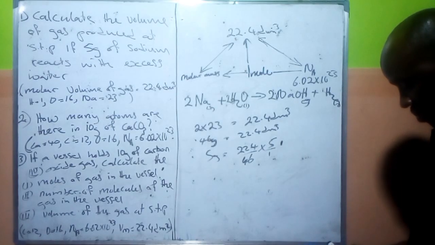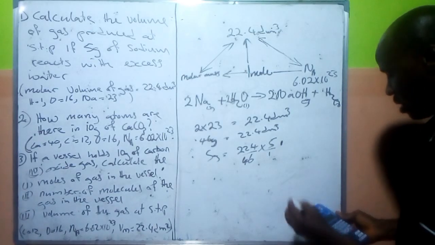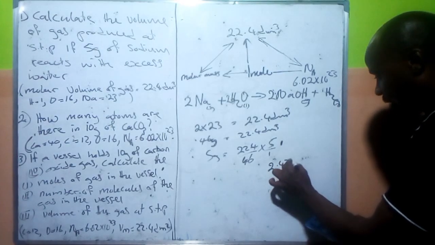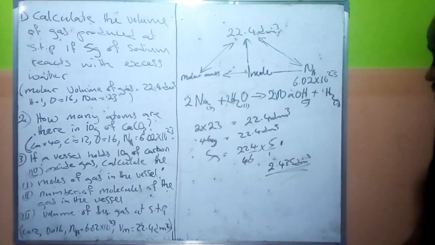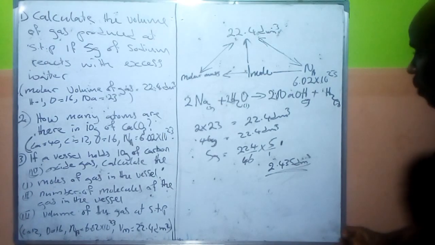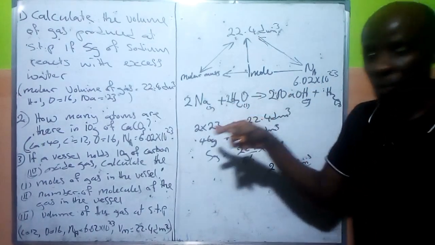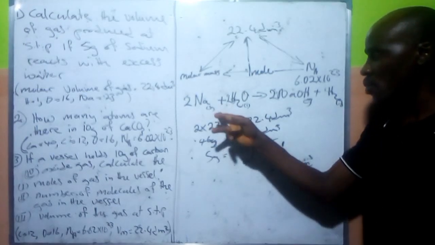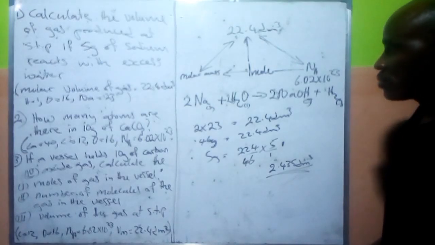22.4 times 5 divided by 46. Our volume is about 2.435 dm cube. That is what we have. You can see how easy the problem is. What I want you to point out here is that you need to understand the information you have in a balanced chemical equation. From the balanced chemical equation, you compare the ratio to get what you want. So let's go over to the next question.